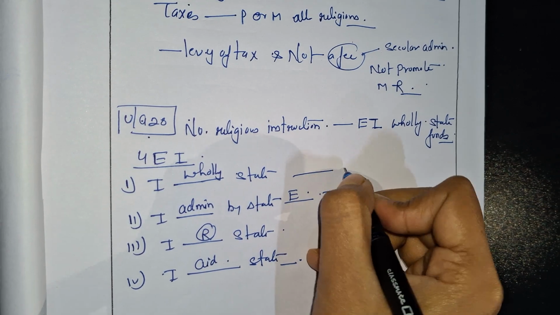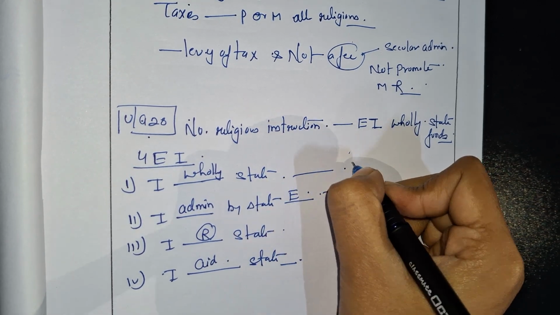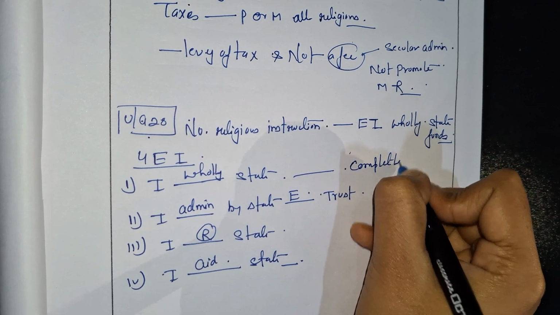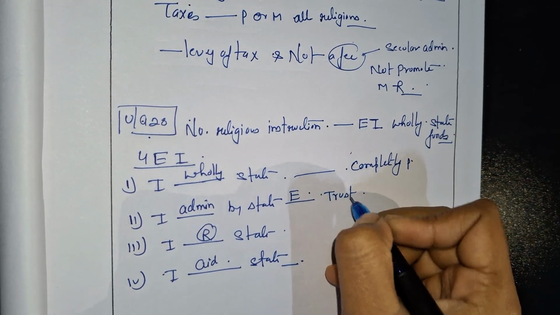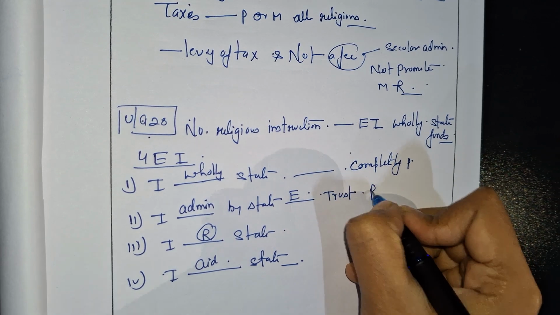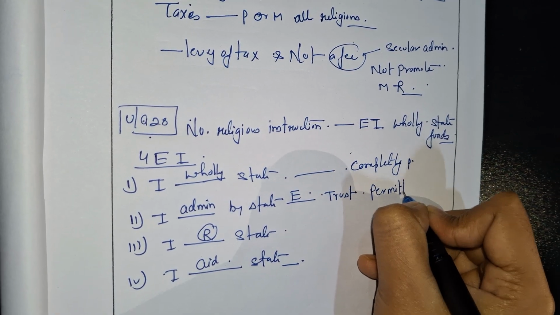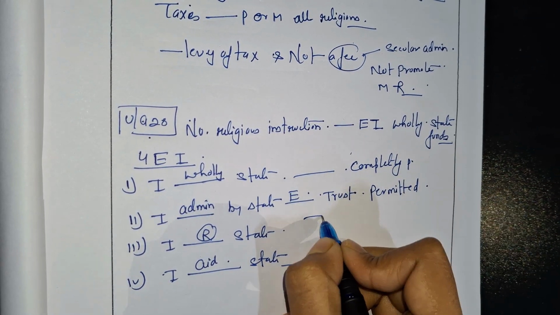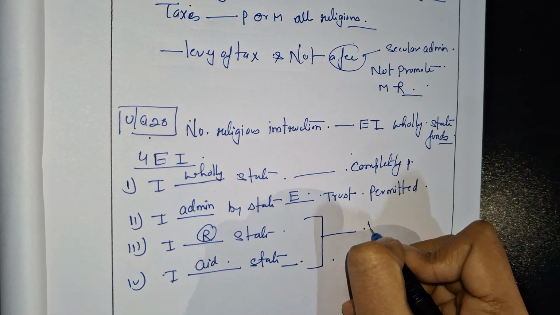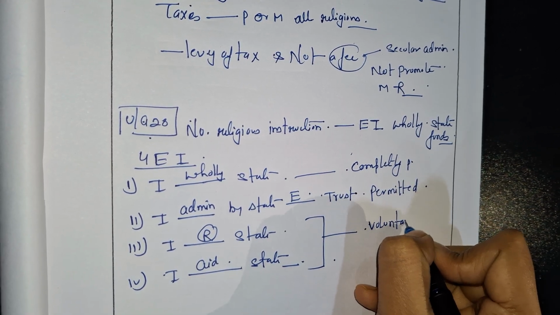In the first case, wholly maintained by the state, religious instruction is completely prohibited. In the second case, religious instruction is permitted. And in the third and fourth case, religious instruction is permitted on a voluntary basis.